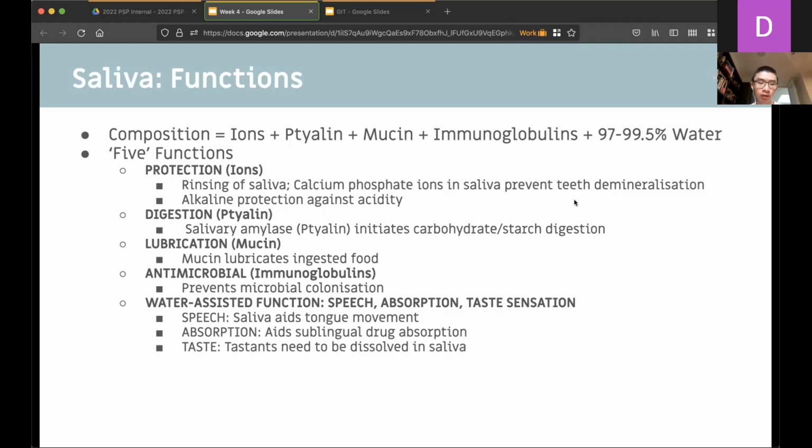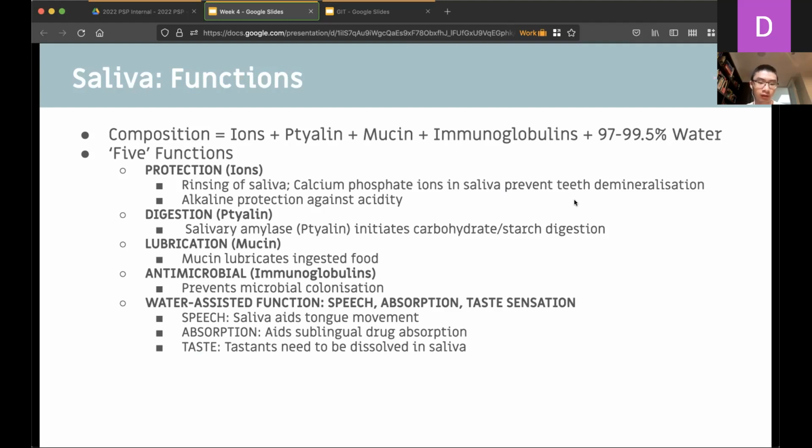You've also got mucin, which lubricates the ingested food and allows it to be pushed through more easily. You've got immunoglobulins, which are responsible for the antimicrobial effects. This is what prevents the microbial colonization of your mouth. So if you don't have much saliva, that's an issue. And also water, which has a water-assisted function governing speech, absorption, and taste sensation.